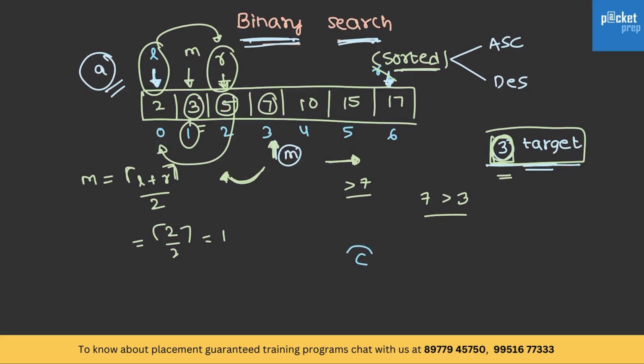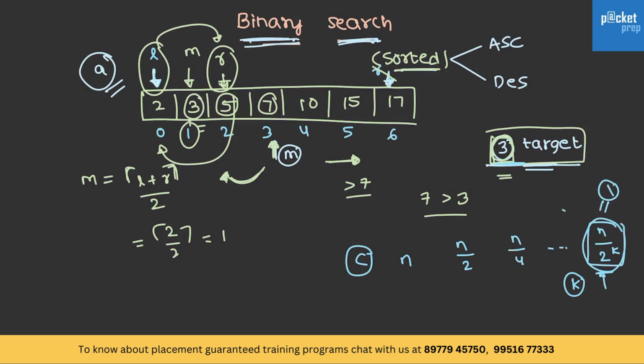If we come back to the question of complexity, initially the size of the array is n. We are trying to reduce it to half. After the first iteration, we reduce that to half, and so on. So, after k steps, the size of the array is n by 2 power k. We will stop the iteration when this is the required element, or when the size of the array has been reduced to 1, that is, when we have eliminated all the other options except the required element.